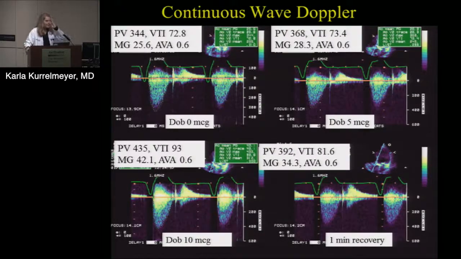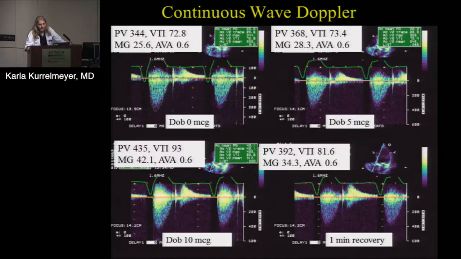When you look at the continuous wave Doppler, you can see the mean gradient started out at 24.5 with a peak velocity of 3.44 and an aortic valvular area of 0.6. By the time you get up to 10 mics of dobutamine, you can see that the peak velocity is over 4, so we stopped. And you can see the mean gradient is 42 and the aortic valve area is 0.6.